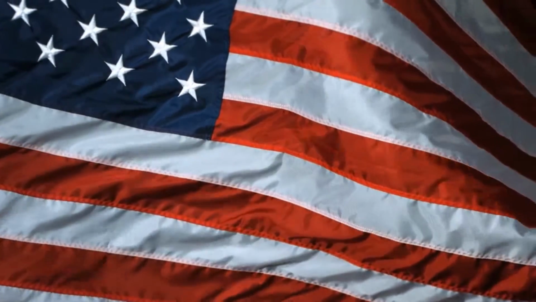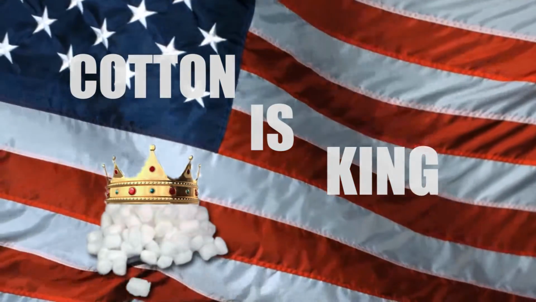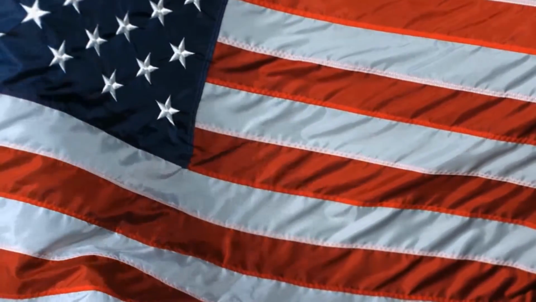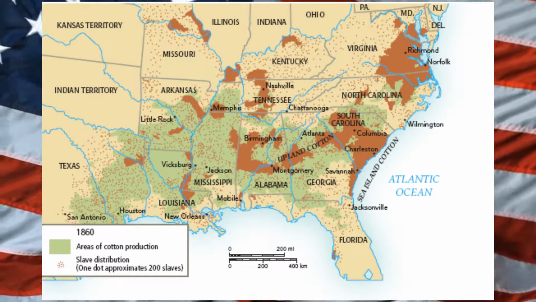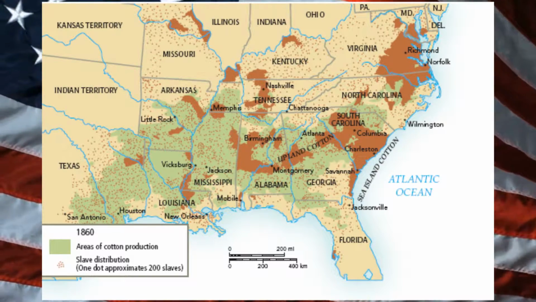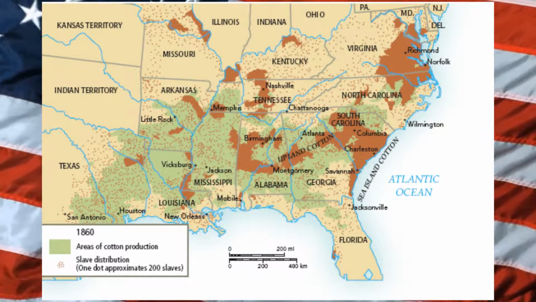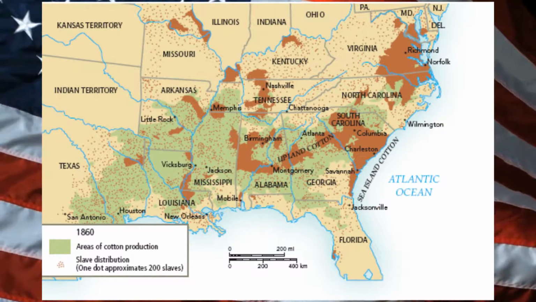Let's start off before the Civil War. Well, we all know how it starts. Cotton is king. Cotton had become a main world commodity. Here is a map of the Deep South. Here we could see the relationship between slaves and cotton production. Where there was cotton, there was slaves, and not just any amount of slaves, but a great abundance.